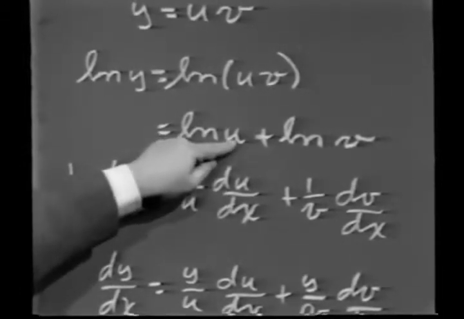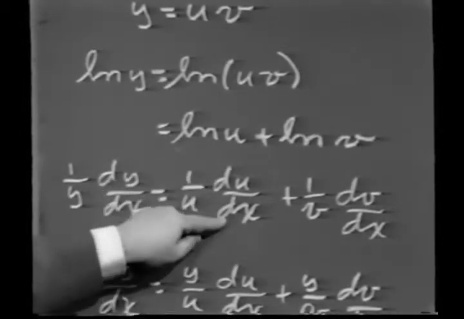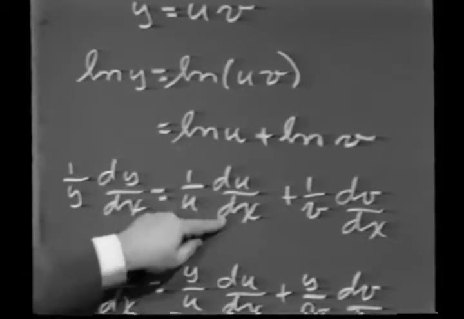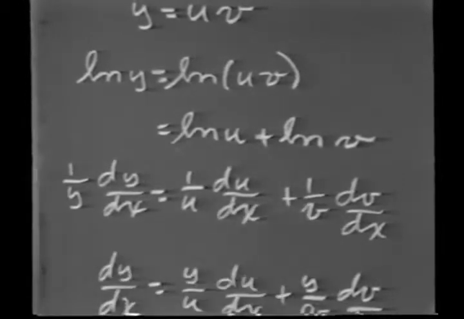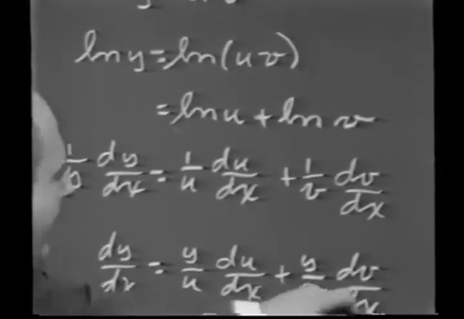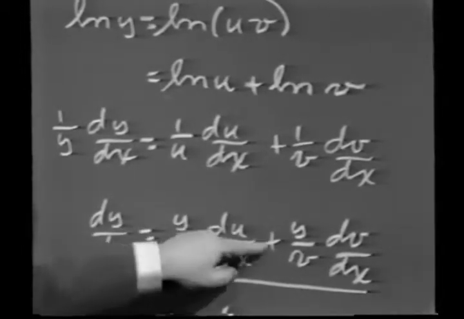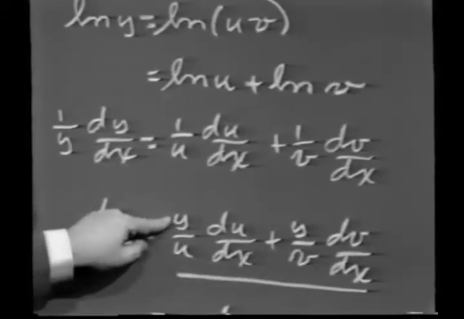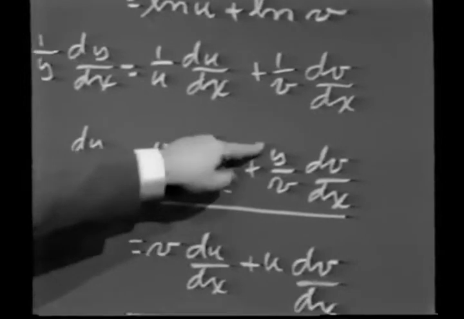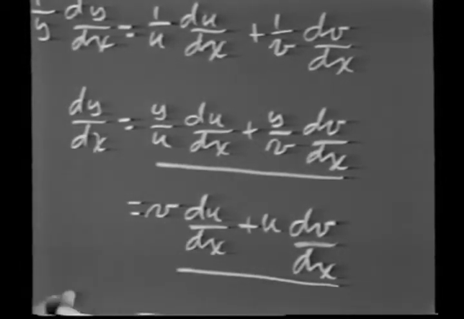Well, the derivative of log u with respect to u is 1 over u, but I'm differentiating with respect to x, so I must use the correction factor by the chain rule, du/dx. And similarly, the derivative of log v with respect to x is 1 over v dv/dx. And now multiplying through by y, I have obtained that dy/dx is y over u du/dx plus y over v dv/dx. But remembering that y is equal to u times v, this becomes v du/dx plus u dv/dx. And we have arrived at the familiar product rule using logarithmic differentiation.